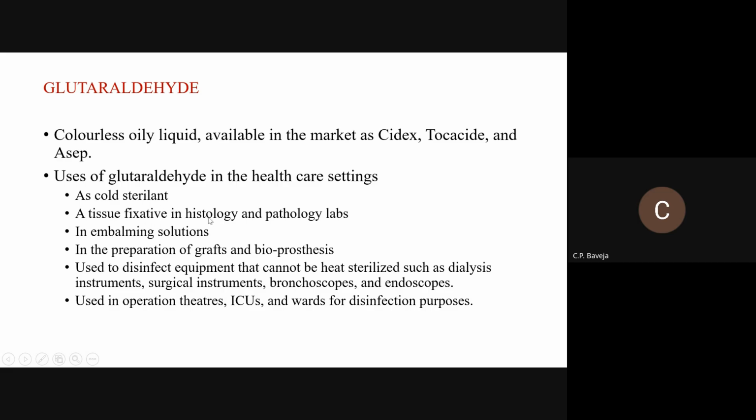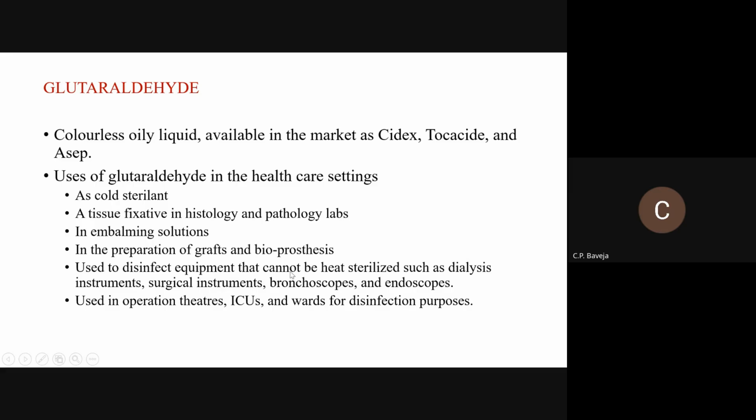It is also a tissue fixative in histology and pathology labs, used for embalming like formaldehyde, in the preparation of grafts and bioprocesses, and used to disinfect equipment. Equipment that cannot be heat sterilized are disinfected. Heat sterilized means generally autoclaving is used. Autoclaving is a heat sterilization procedure. So autoclaving is used for sterilization of equipment.